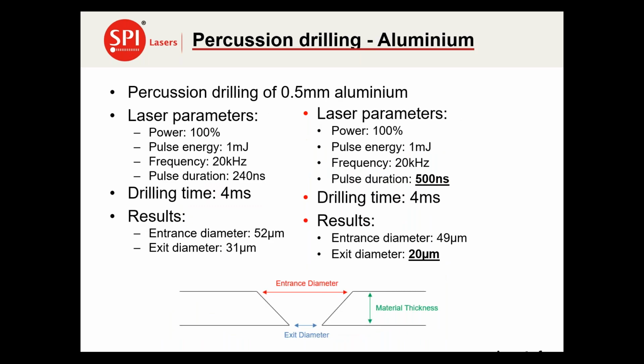We've done an awful lot of work, particularly on percussion drilling of aluminium, looking at the different effects of different parameters, looking at the time to drill holes, the exit and entrance diameters. What you tend to find, without using sophisticated scanner techniques or 3, 4, 5D scanner technologies, which are incredibly expensive, I mean, sometimes as much as 10 times as much as the laser itself, is that you tend to get a taper to the hole, and this can be impacted by several parameters such as pulse duration.